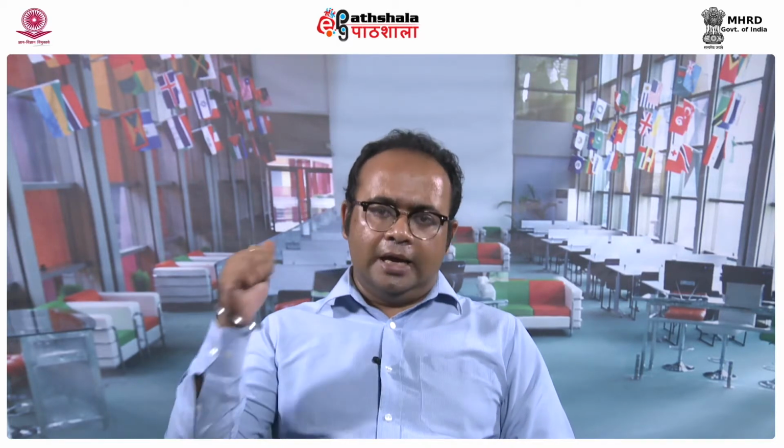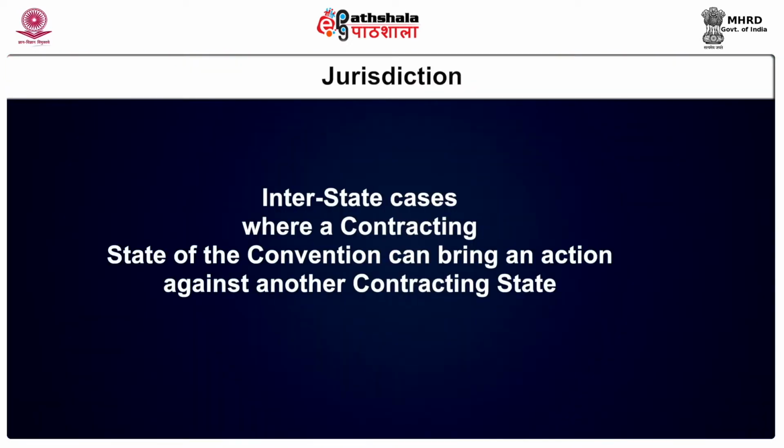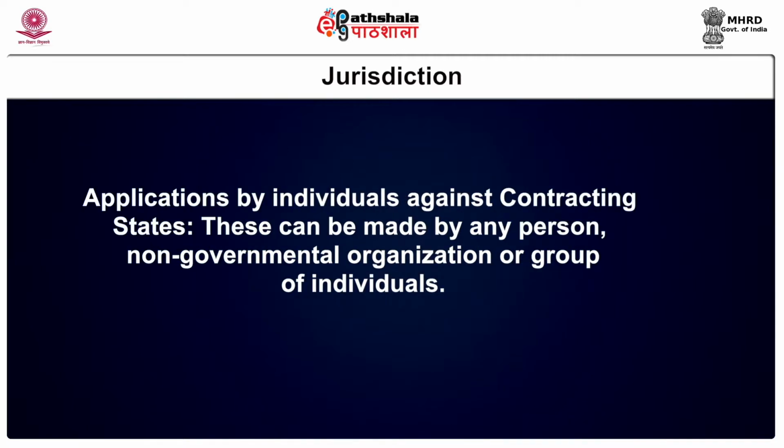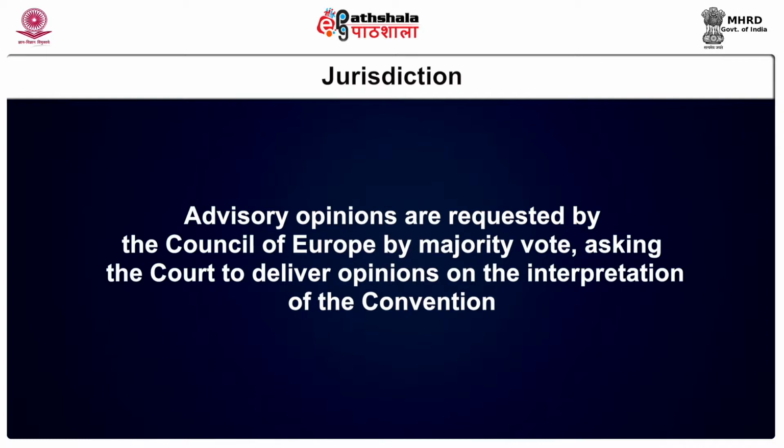The jurisdiction of the court is divided into: A. Interstate cases, where a contracting state of the convention can bring an action against another contracting state. B. Applications by individuals against contracting states. These can be made by any person, non-governmental organization, or groups of individuals. C. Advisory opinions, which are requested by the Council of Europe by a majority vote, asking the court to deliver opinions on the interpretation of the convention.